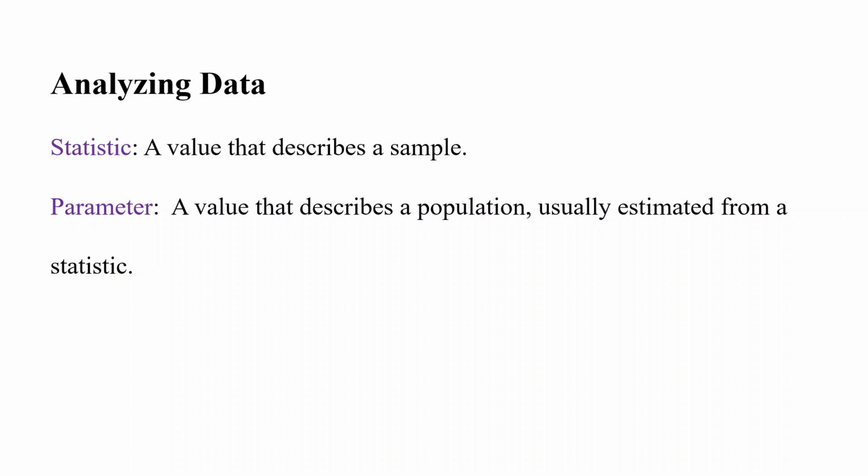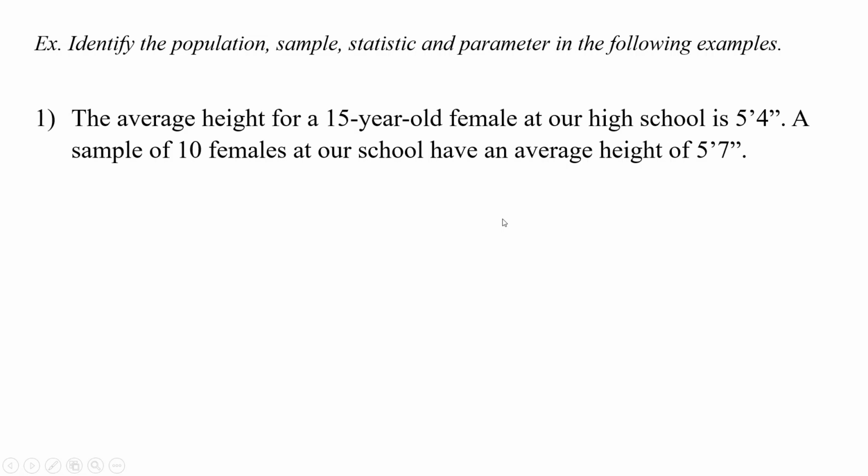A way I help students remember it is, statistic starts with S, and so does sample. And parameter starts with P, and so does population. Okay? So keep those straight as we move throughout the units, that certain values come from a sample, but certain values we ascribe to a population. So here in these examples, we want to identify what the population and sample are, as well as the statistic and parameter that describe them.